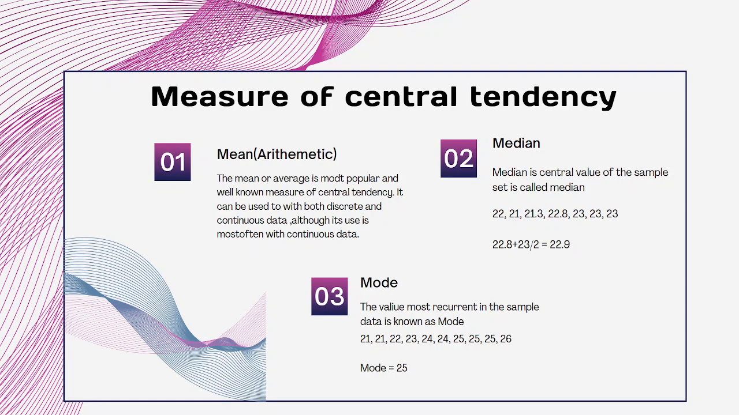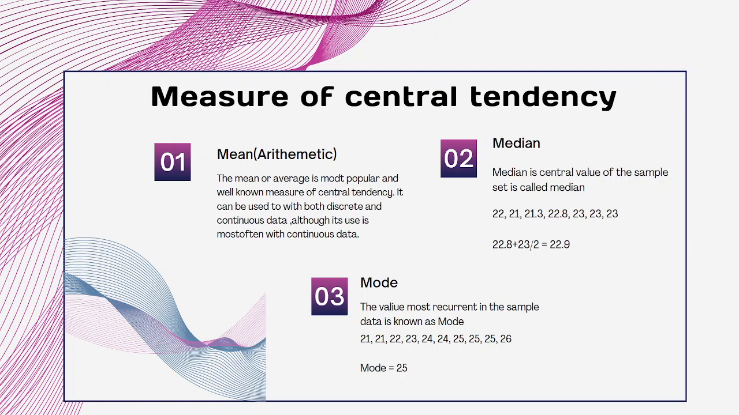Okay. What is mean? Mean is basically average. How do you calculate the average? Mean or average is the most popular and well-known measure of central tendency. It can be used with both discrete and continuous data, and it is used most often with continuous data. How will you calculate the mean? Take the sum of the overall data set and divide it by the number of data points. You will get the mean, also called the average.